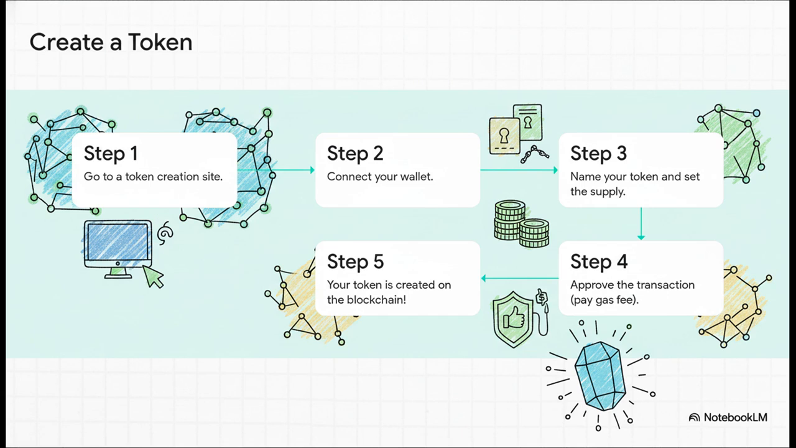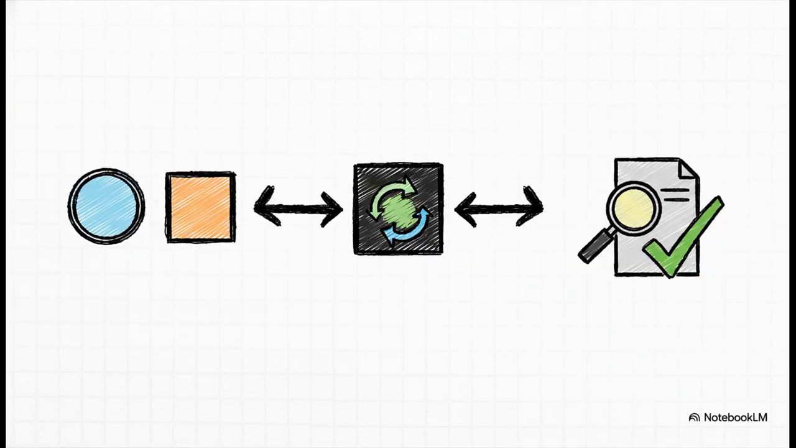And really, that's it. You just follow a few simple steps: go to a site, connect your wallet, give your token a name and a supply, and then you just approve the transaction. Boom, you've just created a token on the blockchain. What you've actually done is deployed a small program, a smart contract, onto the network. Pretty cool, right?